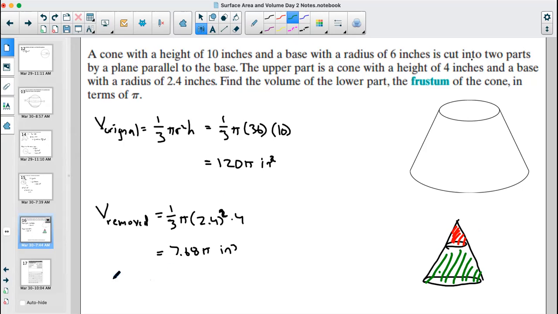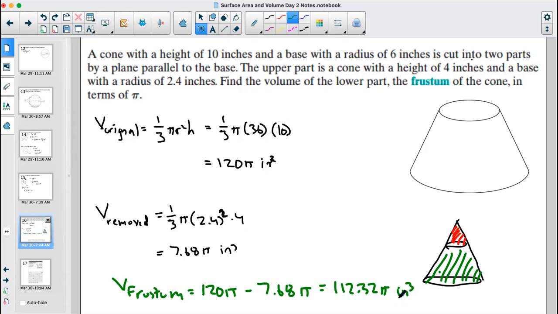So the volume of the frustum is the difference between these. I subtract the volume. So it's 120 pi minus 7.68 pi, which is 112.32 pi. Is that right? Yeah. And then inches cubed. We've seen problems like that before where we find areas by subtracting areas. This is the same idea. We find a volume by subtracting a volume.